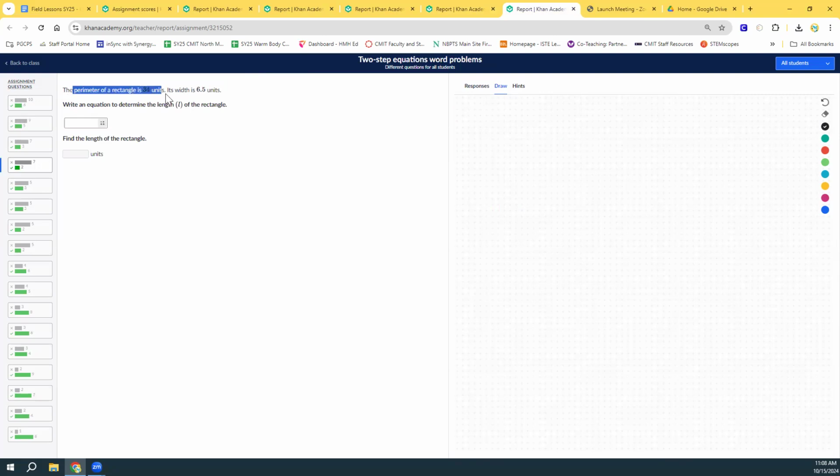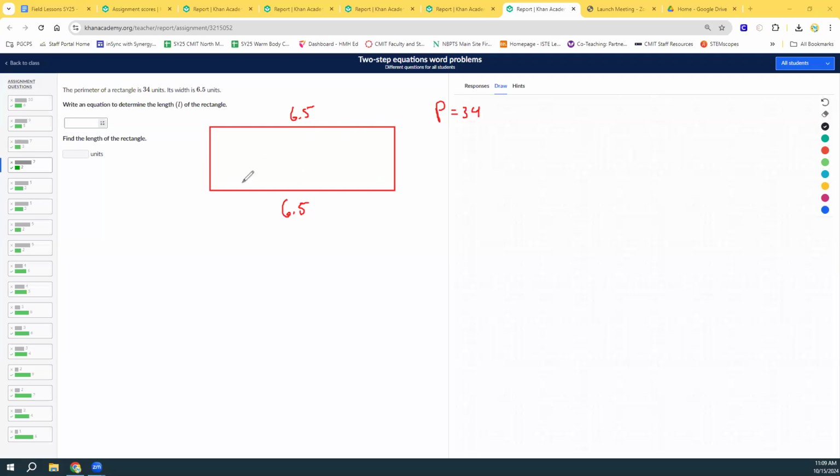The perimeter of a rectangle is 34 units. Its width is 6.5. First thing I'm going to do is draw a rectangle, because anytime we have something we can draw a picture of, we should draw it. And it doesn't matter where you put the length and the width. So that means we got a 6.5 up here. And we know the perimeter is 34. Okay, so there's my given information.